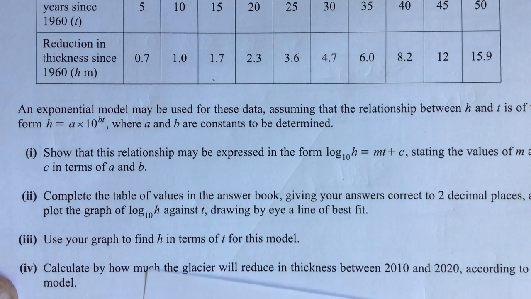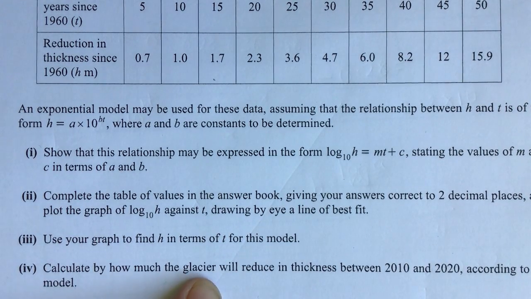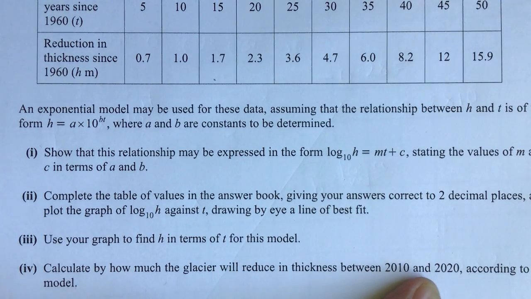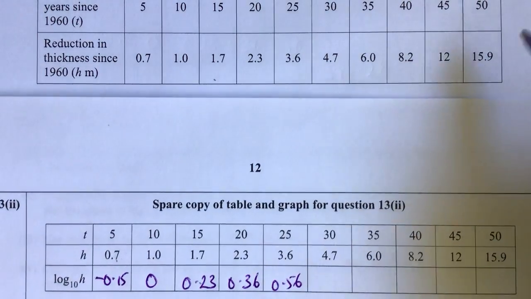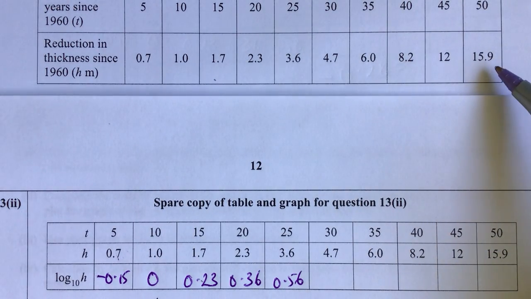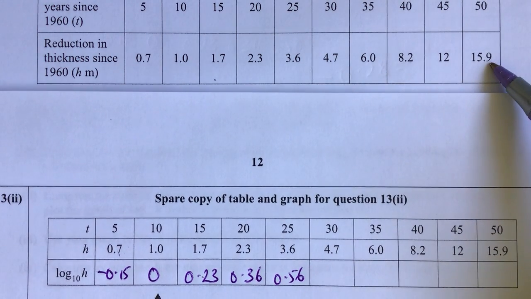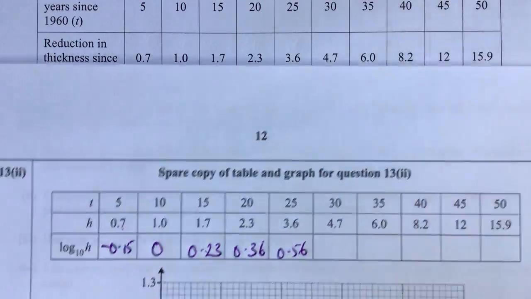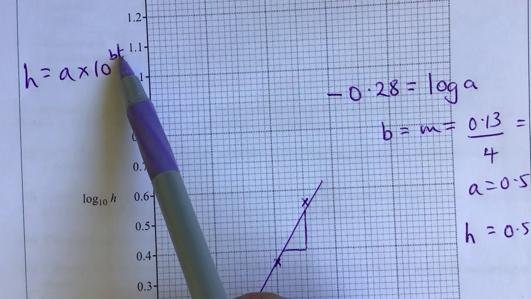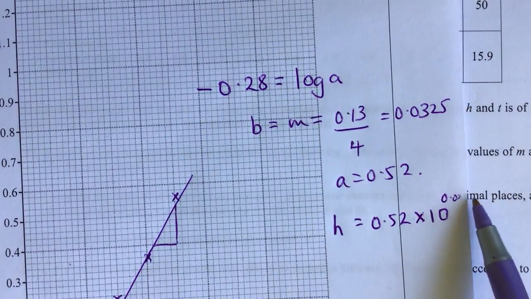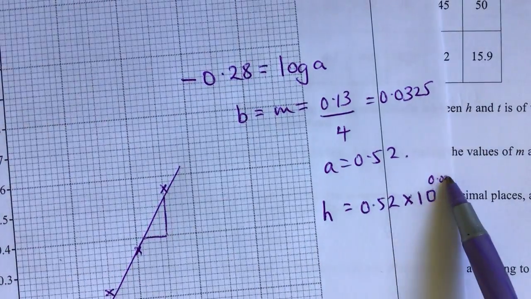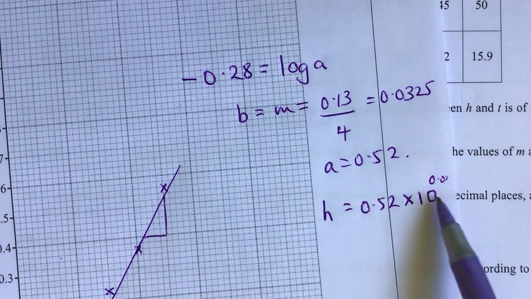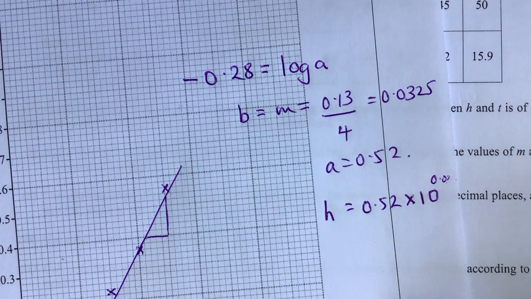Calculate by how much the glacier will reduce in thickness between 2010 and 2020 according to the model. So 2010, we've got a figure here, but if we use the model, might be better. What we're doing is putting 50 into here, and then 60 into here, and then doing one subtract the other, and you should be able to work that out.